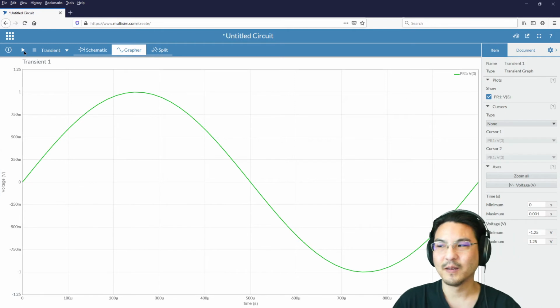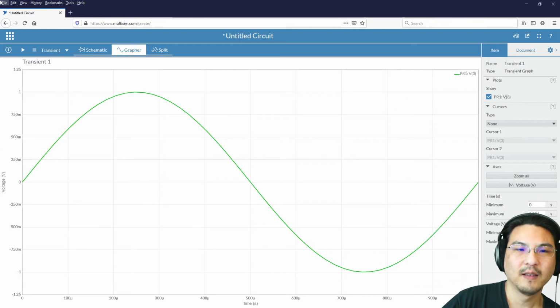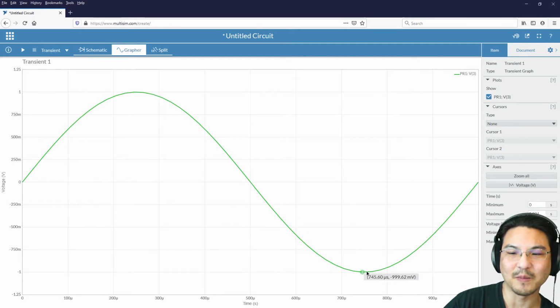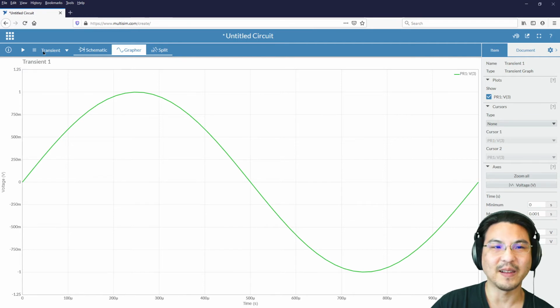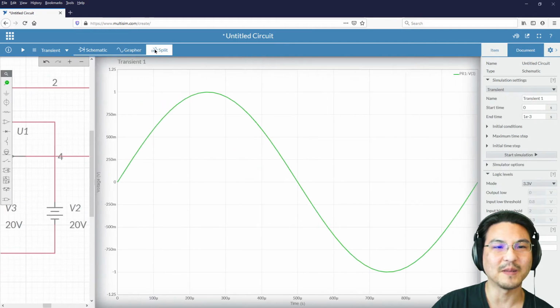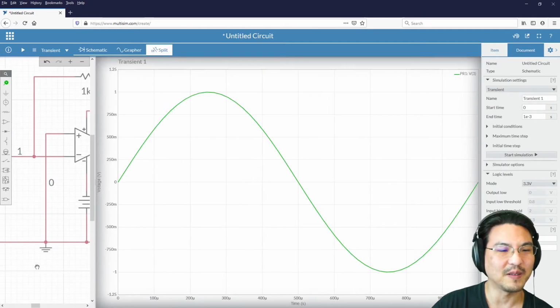Okay, so you see it's a sinusoid. The amplitude is 1, so it goes plus 1 and then minus 1. And then the period depends on the frequency we're using. But now, let's get back to our input.